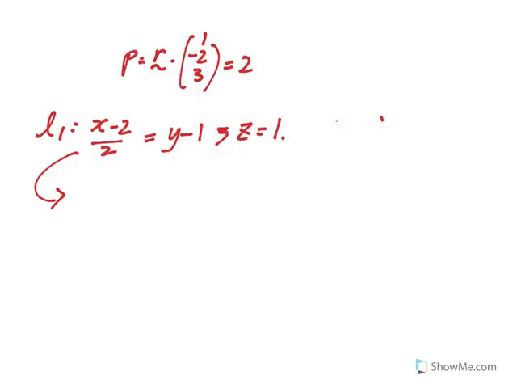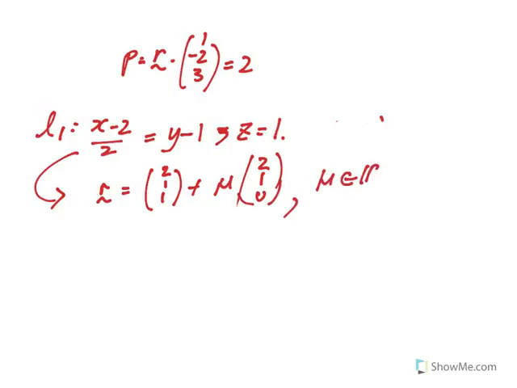From here, we form the vector equation. It just equals 2, 1, 1 plus mu times 2, 1, 0. Mu is a real number. So this is the direction vector of the line. Can you tell me now what this is in reference to the plane? The normal to the plane.